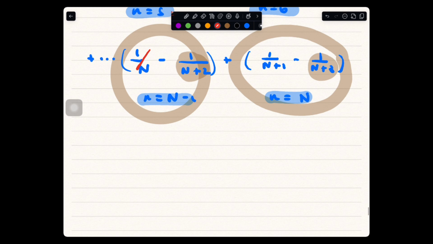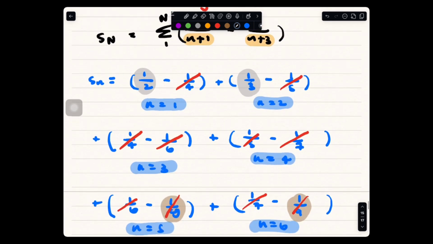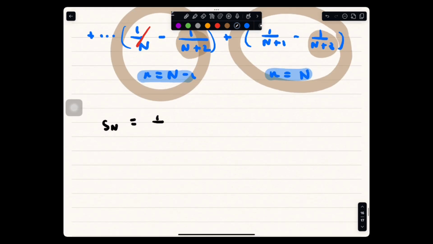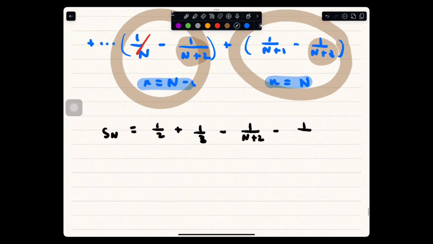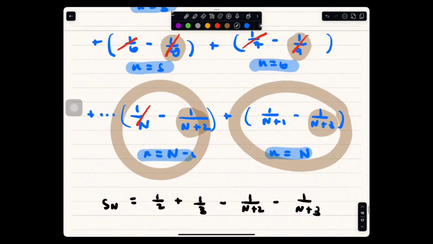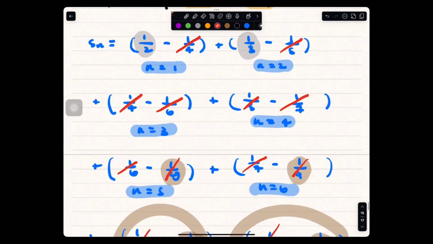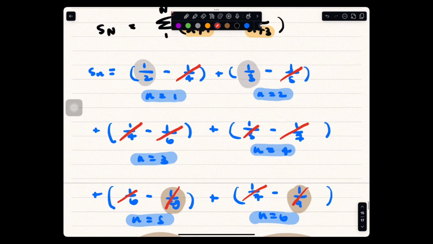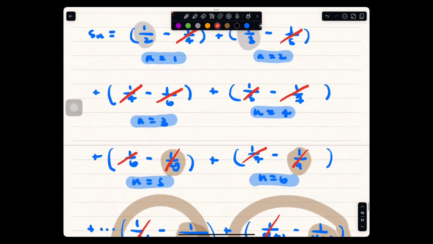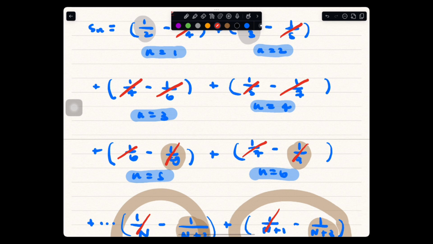So what you really have is important. Sn will be 1/2 plus 1/3 minus 1 over n plus 2 minus 1 over n plus 3. Because all these other terms are going to go away. They're going to collapse because we took a look at the pattern that ended right here. All right. You guys okay with that? That's the key. That's what's going on with these telescoping series here.